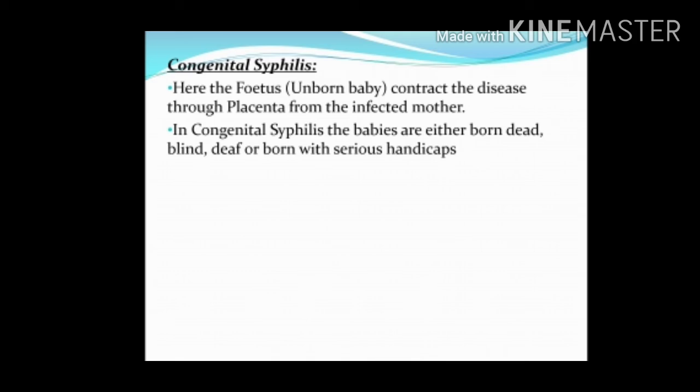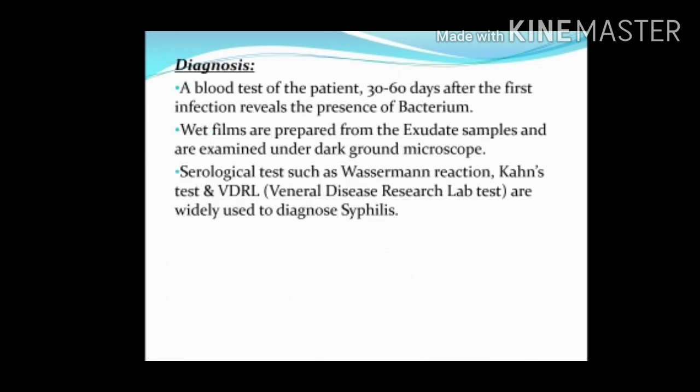Congenital syphilis. The syphilis we have observed so far is acquired syphilis, which is usually transmitted through sexual contact. Now this syphilis, which is known as congenital syphilis, means this disease occurs in newborn babies, which is passed from the infected mother to the baby. Here the fetus or unborn baby contracts the disease through the placenta from the infected mother. In congenital syphilis, the babies are either born dead, blind, deaf or born with serious handicaps.